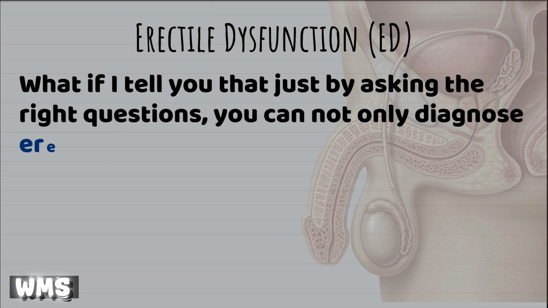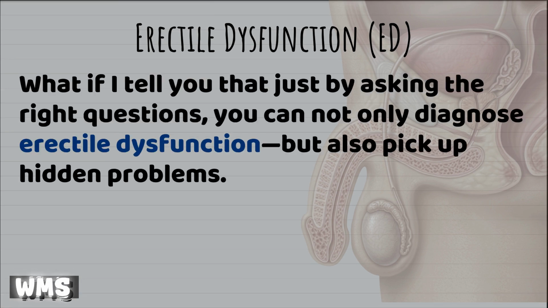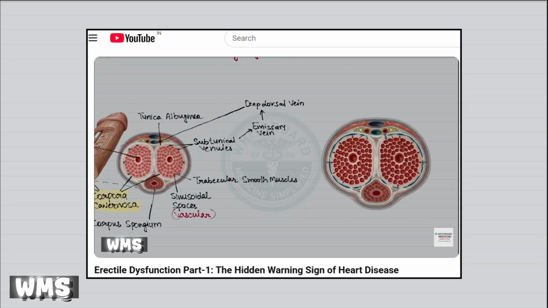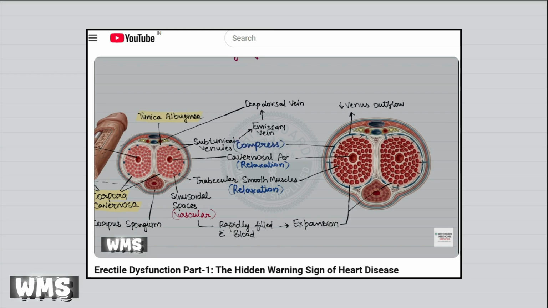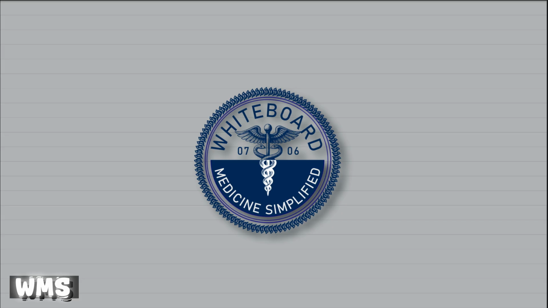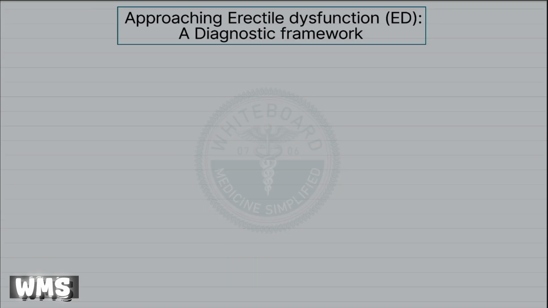What if I tell you that just by asking the right questions, you can not only diagnose erectile dysfunction, but also pick up hidden problems like heart disease or diabetes? In part 1, we understood what erectile dysfunction is, along with its anatomy, causes, and pathophysiology. Now in part 2, we move to the most important part: how to approach a real patient.